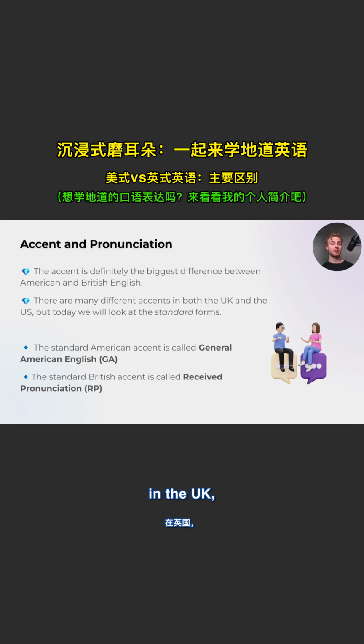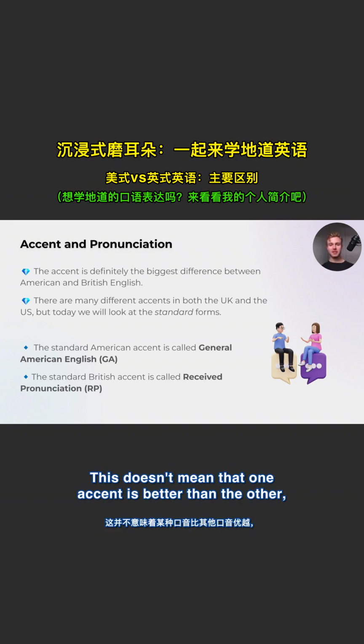Now, there are many different accents in both the United Kingdom and in the US. For example, in the UK, you have a London accent, a Scottish accent, a Welsh accent, Liverpool, Manchester, Birmingham, all these different accents. And in the US, you might have a Southern accent, a Boston accent, a New York accent. But in today's lesson, we're going to focus on the standard forms.